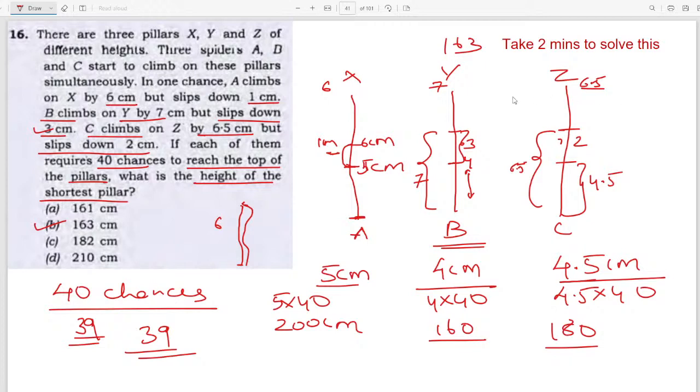So I hope this is clear. People who have got option A, Panther and Varun, I hope it's clear why option B is correct.